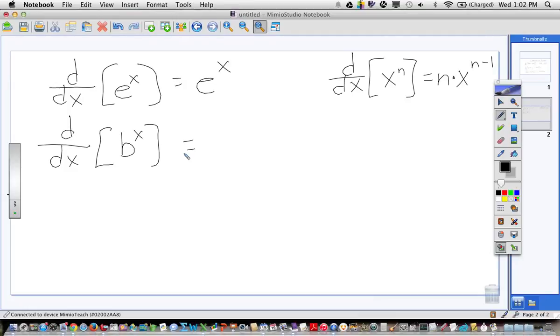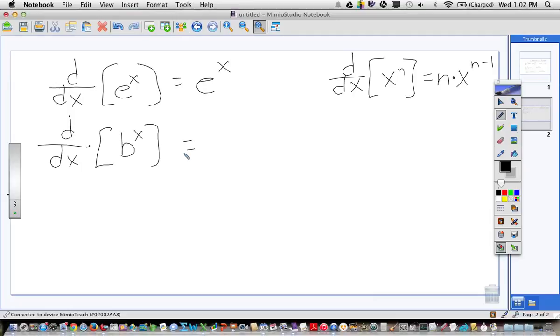No, the power rule is when you have x raised to a number. That's for power functions, x raised to a number. We use the power rule. A number raised to x is different. That's an exponential function. Those are two different things.